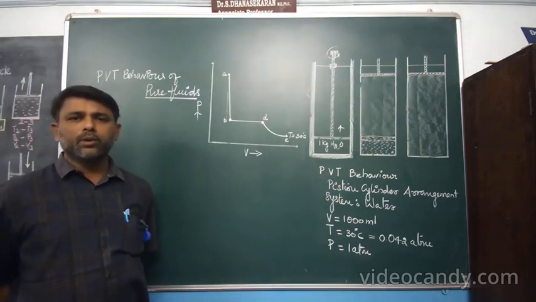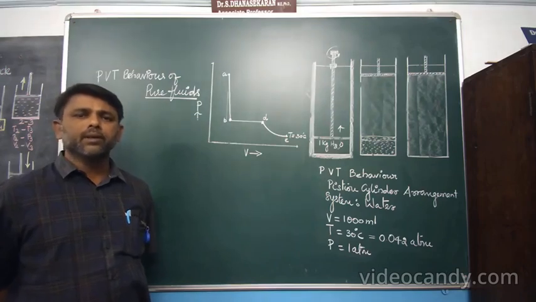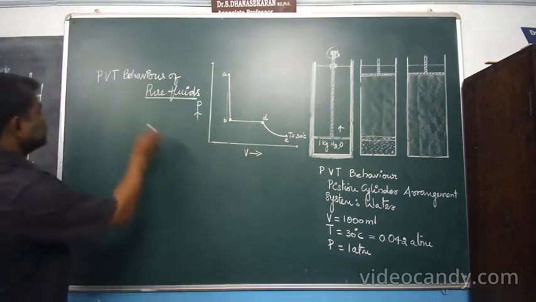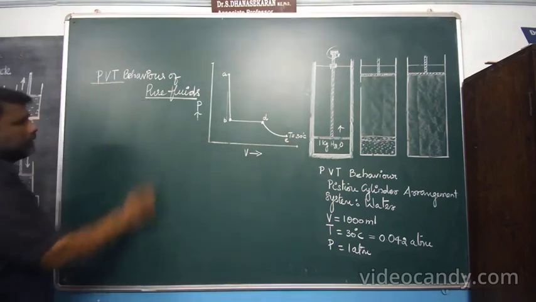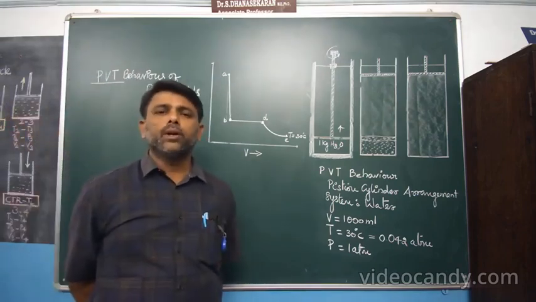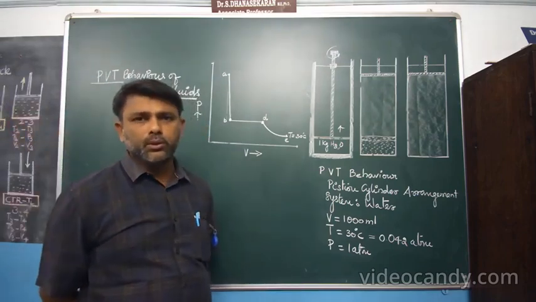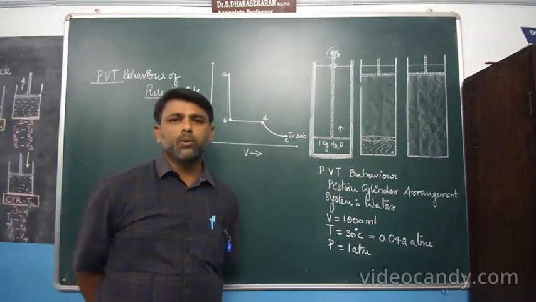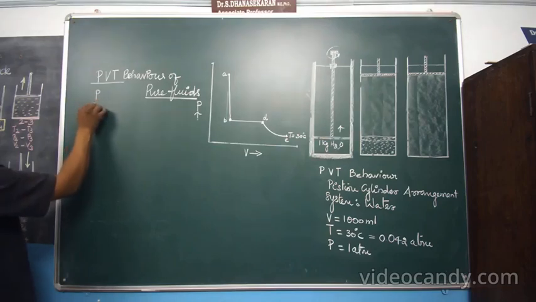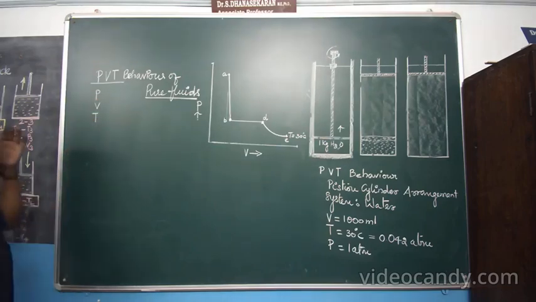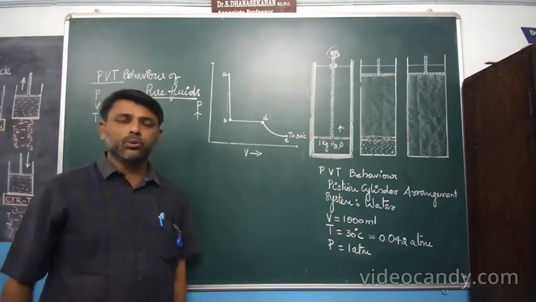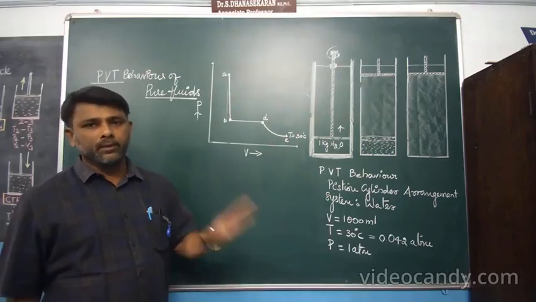Now I am going to establish the relationship between pressure, volume and temperature of the system. In order to define the thermodynamic state of the system, two independent variables can be used. That means among pressure, volume and temperature, any two independent properties can be used to define the thermodynamic state of the system.